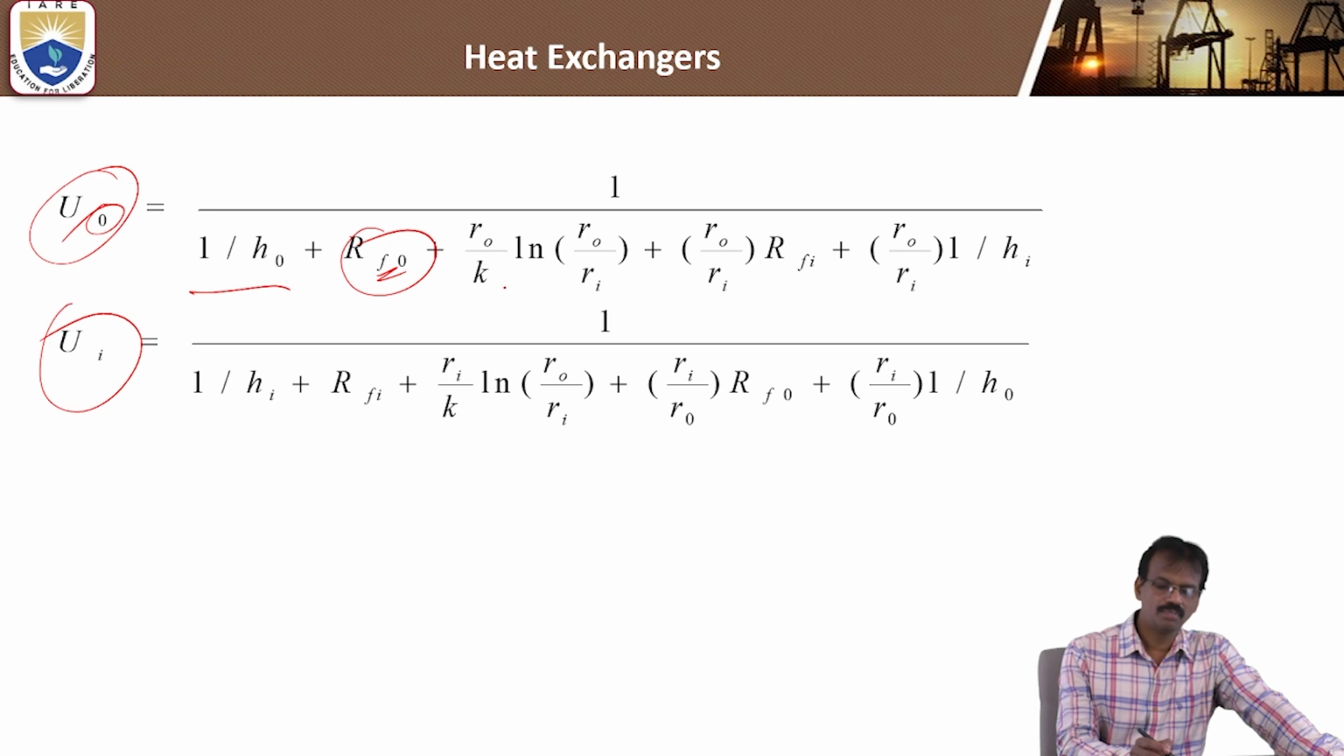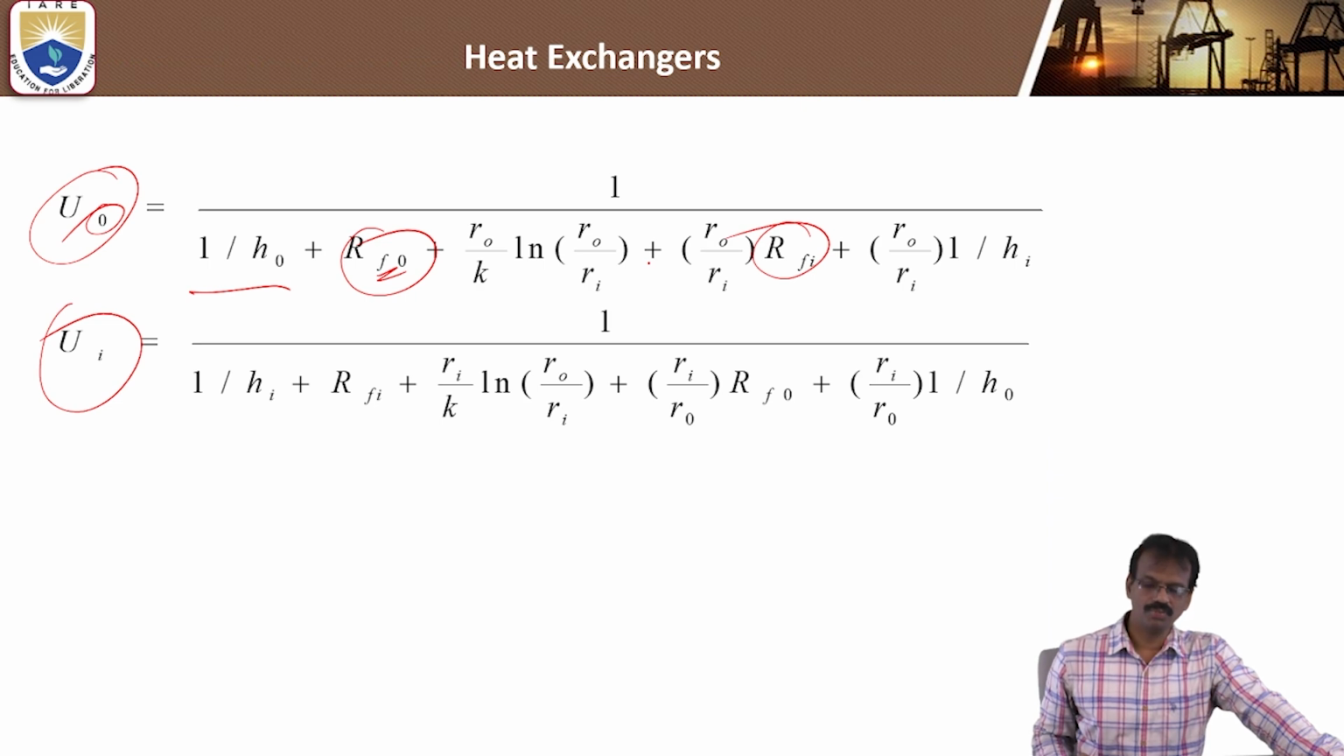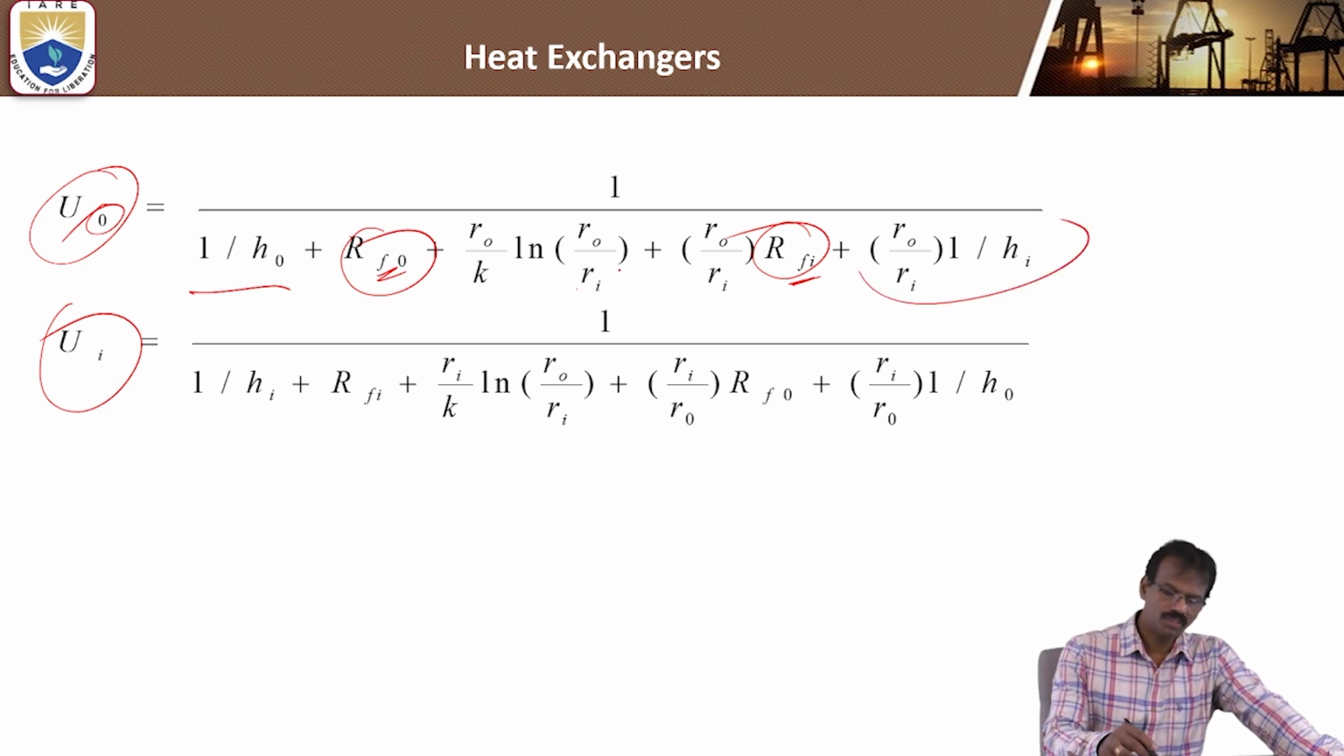Then R naught by K ln R naught by Ri, plus R naught by Ri into the thermal resistance of the fouling factor with respect to the inner surface. Then the thermal resistance of the inner surface. You have to add this. So you have to remember this formula.